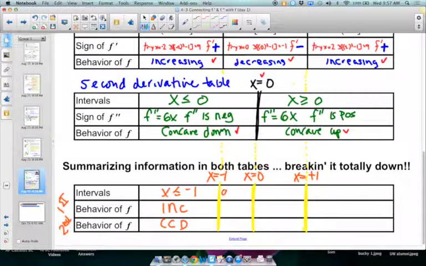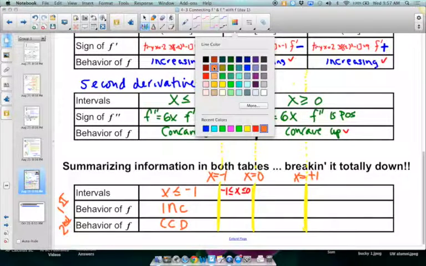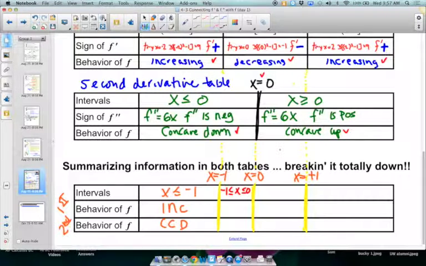If I'm between -1 and 0, am I increasing or decreasing? Because I'm right here in this area. And am I concave up or concave down? Concave down. So I'm decreasing and I'm concave down. I'm shortening concave down by just saying CCD. Okay. So my function's getting smaller and I'm still on that frowning part.